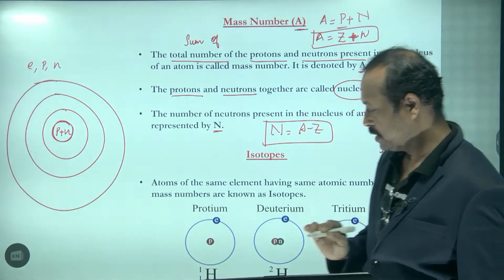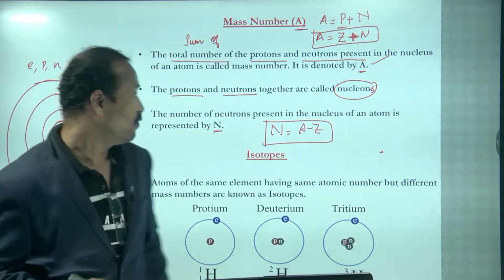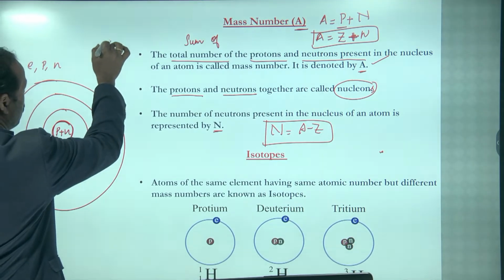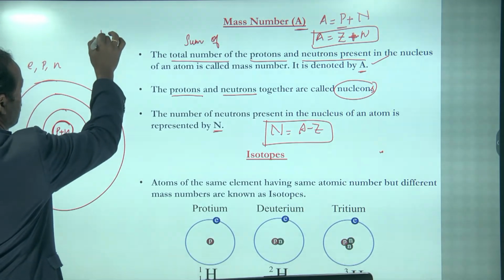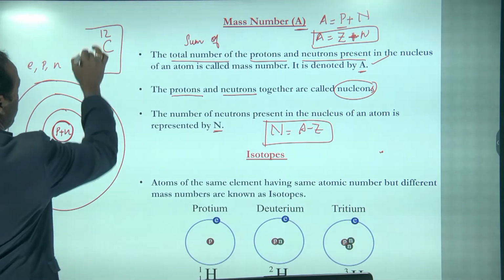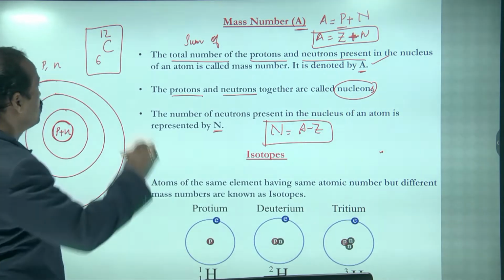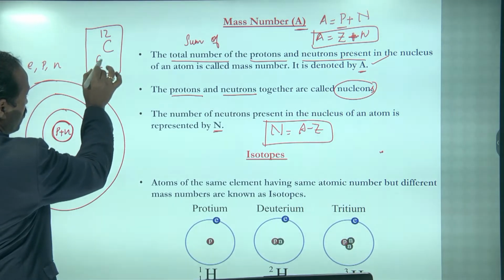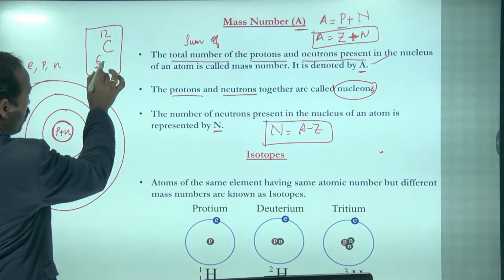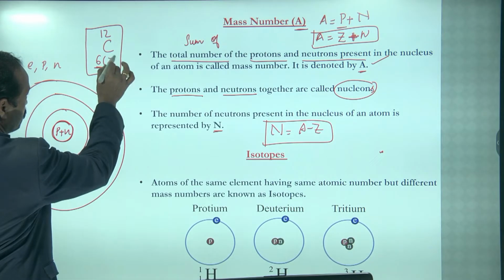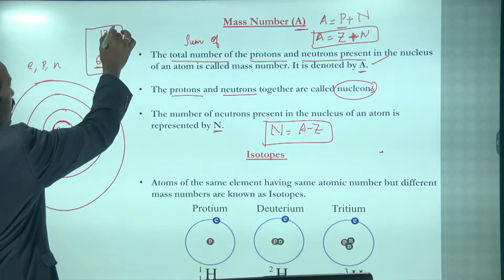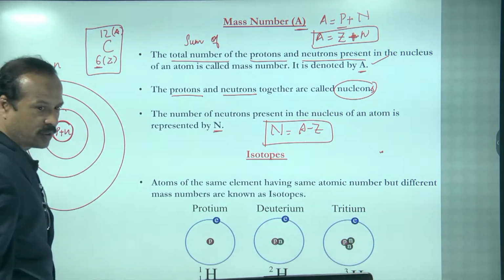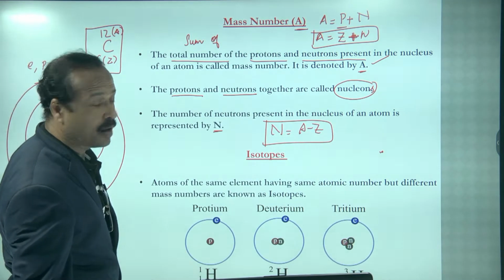See here, I think I already explained this, but once again, for example, carbon. Normally carbon is represented like this. Do you know this one? Yes, sir. So what is the meaning here? The number written as a subscript, down, is the atomic number. And the number written as a superscript is called the mass number. What is that? Mass number.